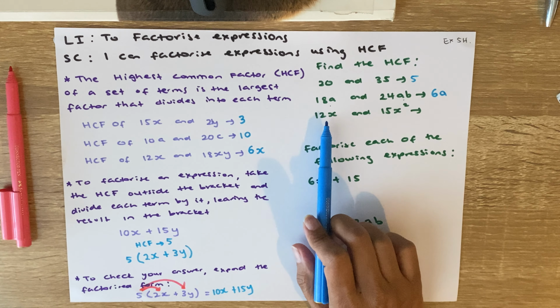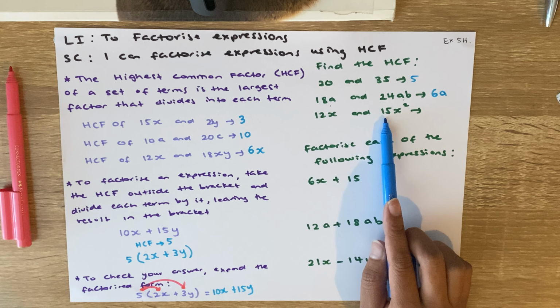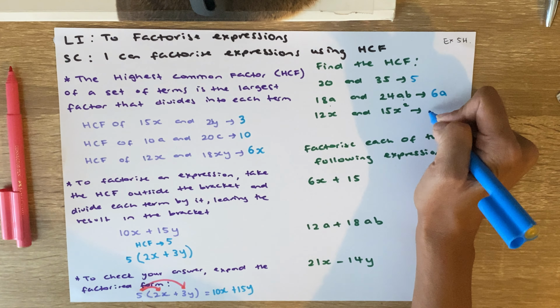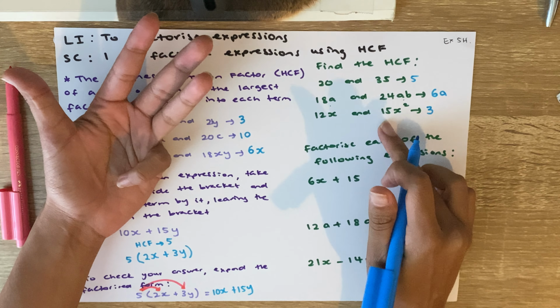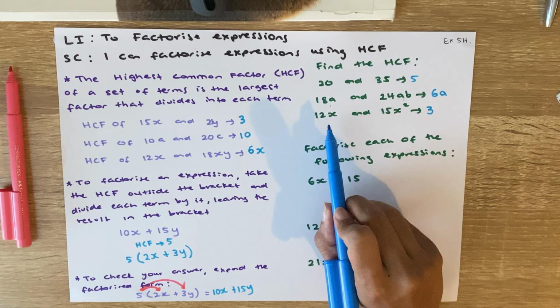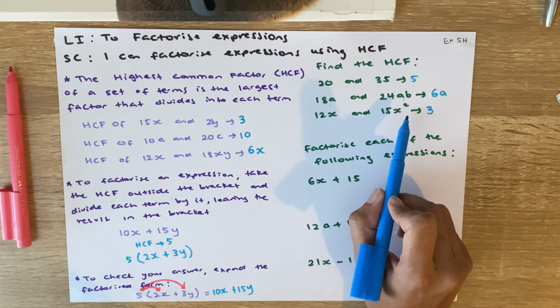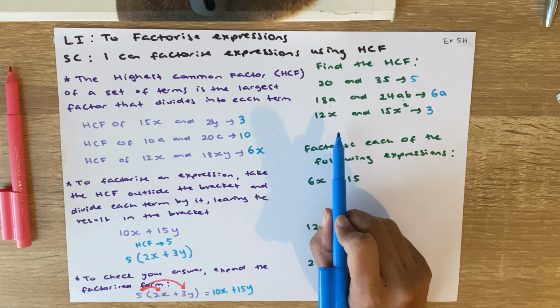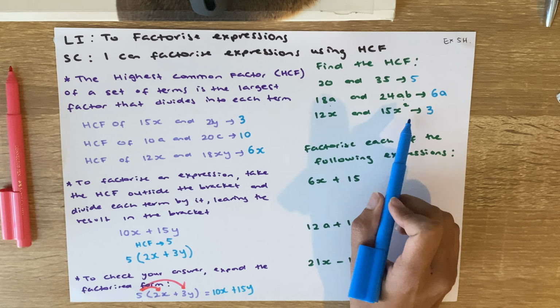This one over here, 12x and 15x squared. Well, what number goes into 12 and what number goes into 15? The number 3 does. 3 goes into 12, 3, 6, 9, 12, 4 times, and into 15, 3, 6, 9, 12, 15, 5 times. Now we look at our x's. We've got an x and an x squared. Remember, x squared means x times x, so there are 2 x's multiplied by each other. So a common factor between both of them is x. My answer for the highest common factor between these two is 3x.